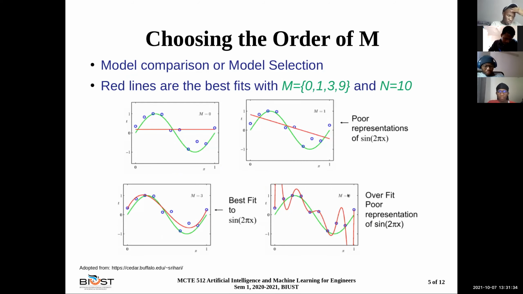Now, for the same data points that are given to us, there are many ways we can estimate. One is just a horizontal line where your m is equal to 0. When your m is equal to 0, you're just using the first term of the equation.